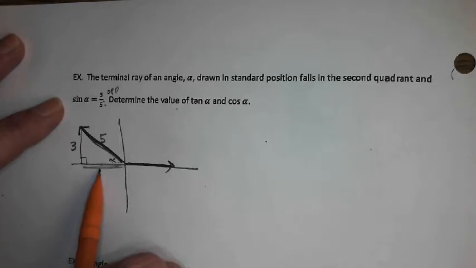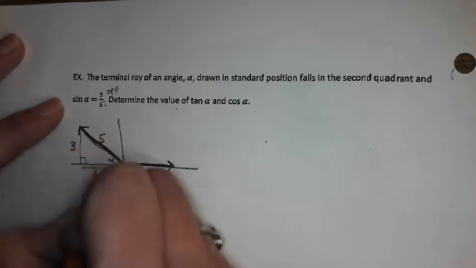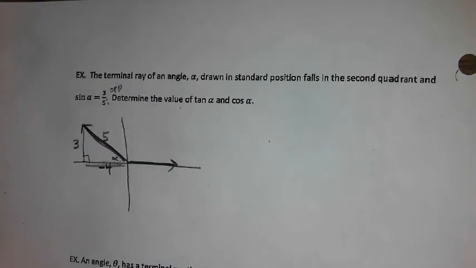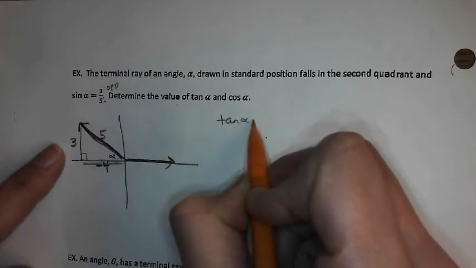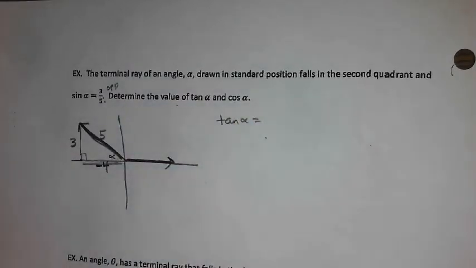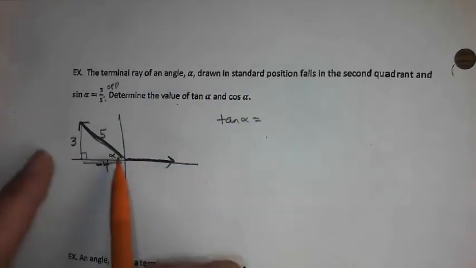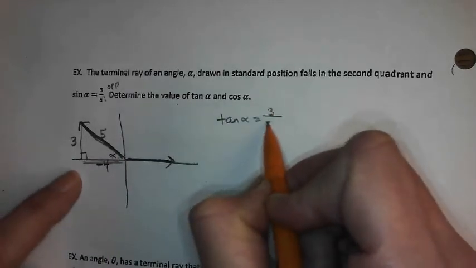Negative 4. Why? I went left. Negative 4. What's the value of tan? Tan is what over what? Opposite is 3 over adjacent is negative 4.